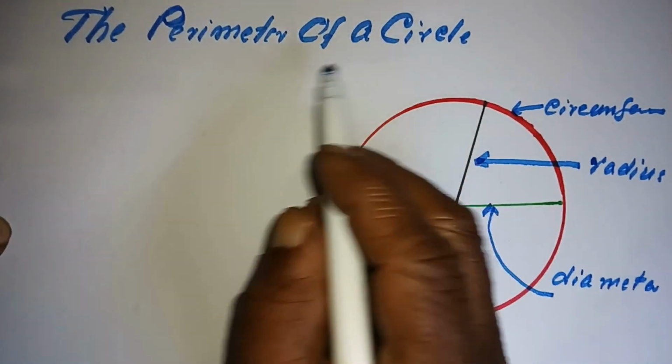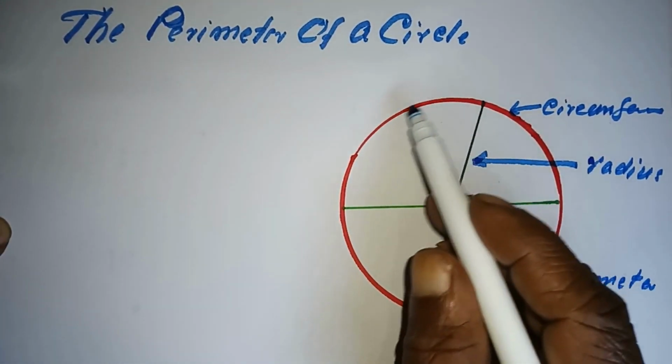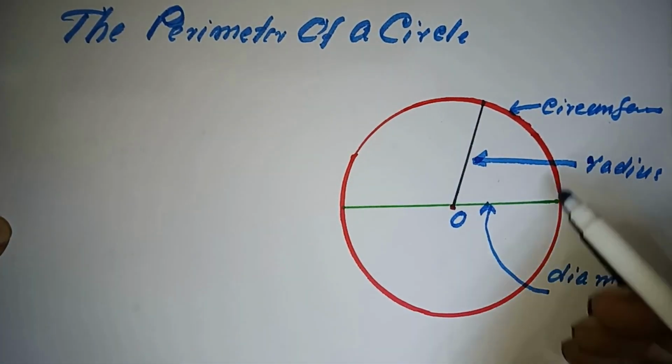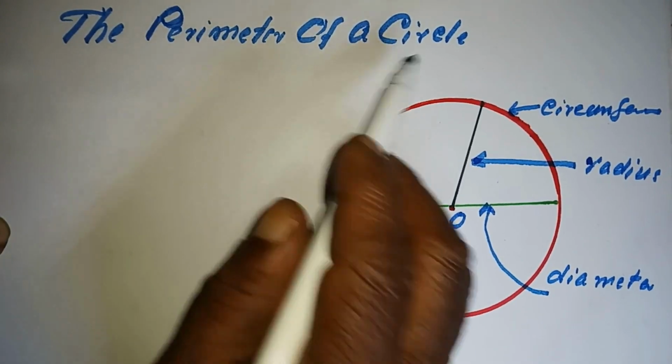The perimeter of a circle. The length of the circumference. This is the circumference of the circle. The length of the circumference of the circle is the perimeter of a circle.